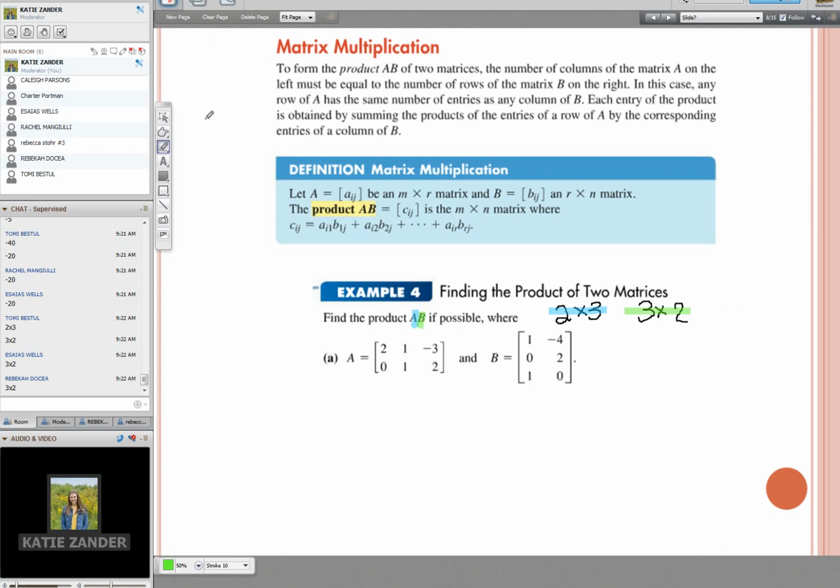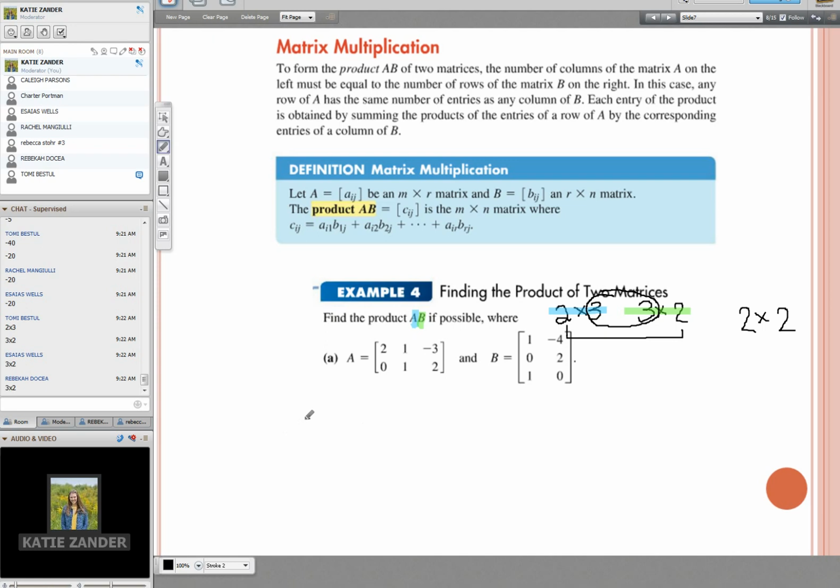What has to happen here when I take a look at these orders is the middle numbers right here when they're back to back need to be the same. So I have a 2 by 3 and a 3 by 2. Those 3's in the middle are the same, therefore I can multiply the matrices together, and my resulting matrix will be a 2 by 2 matrix. So my answer is going to be a 2 by 2 matrix once everything is said and done.